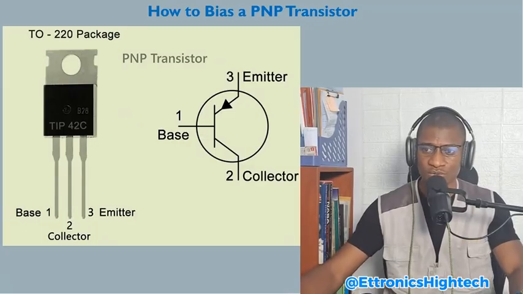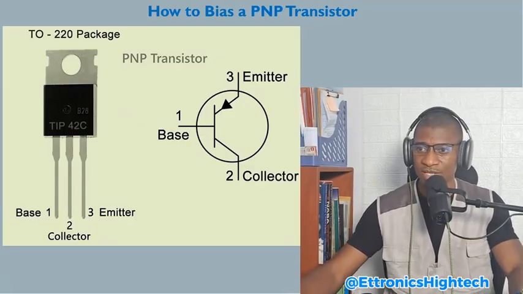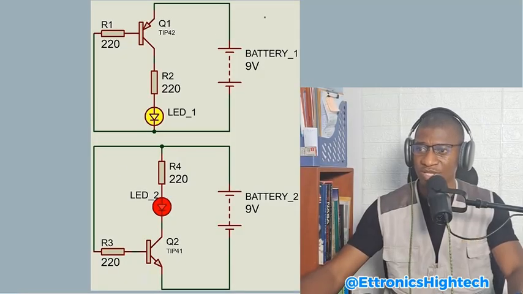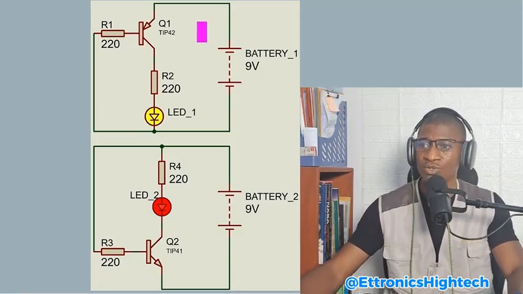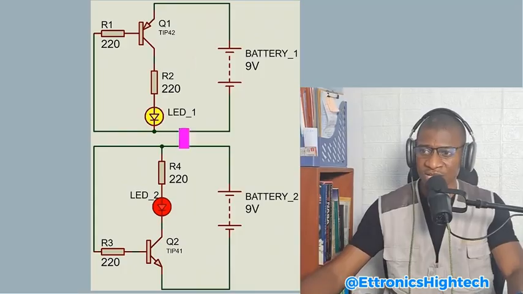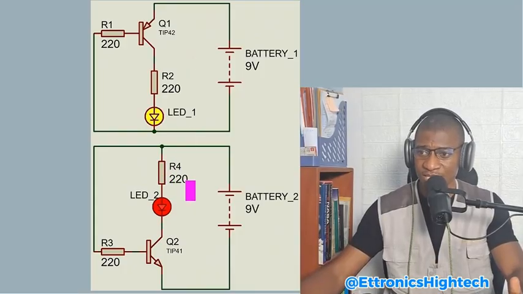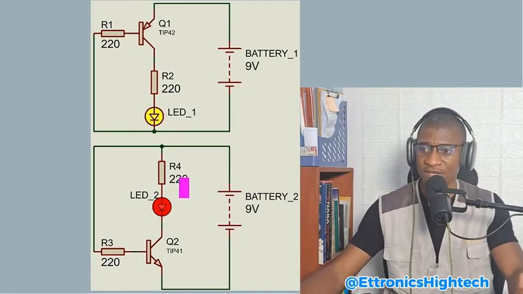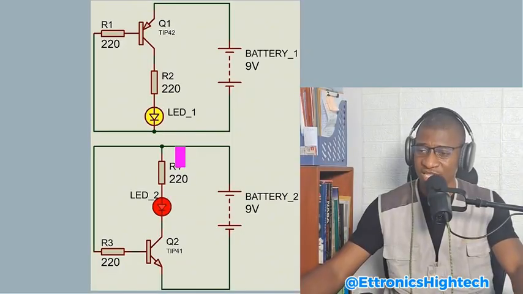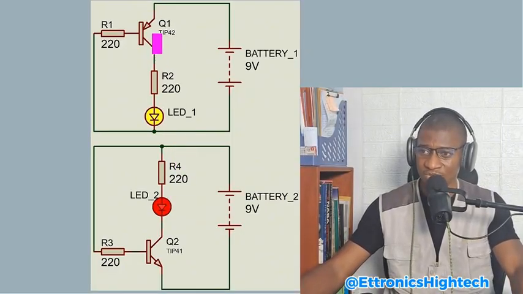So if you look at this circuit here, you can see that we used both the PNP transistor and NPN transistor to drive an LED. So the first circuit is a circuit that uses the PNP transistor to drive an LED, and the second circuit is a circuit that uses the NPN transistor to drive an LED. The components we used here and here are basically the same except the transistor itself.